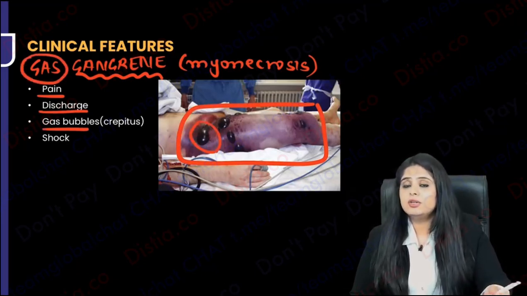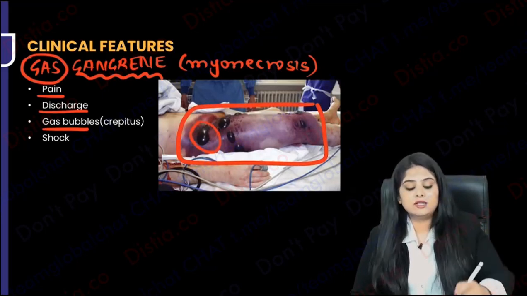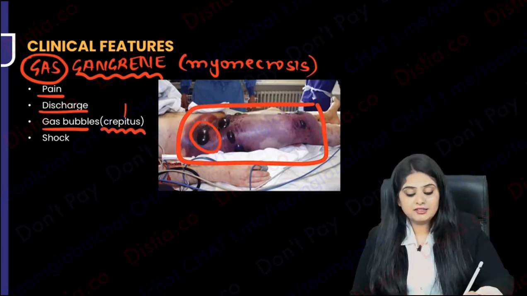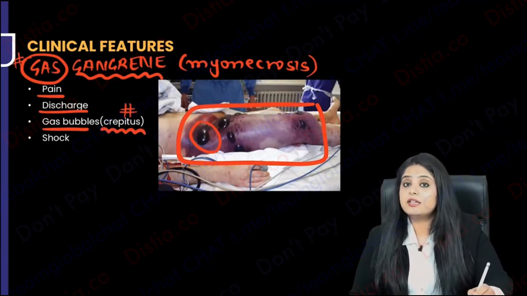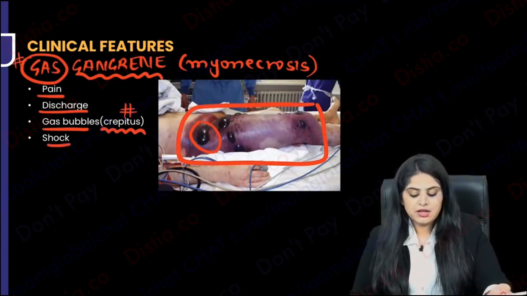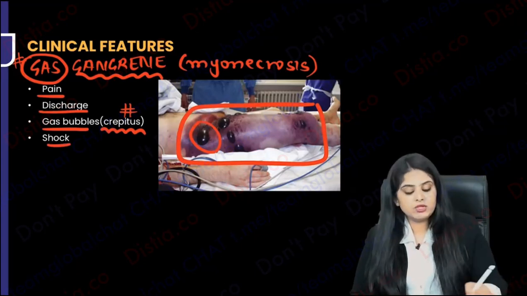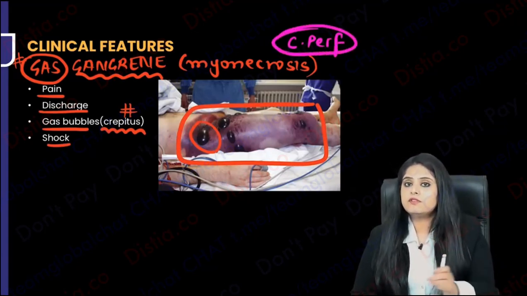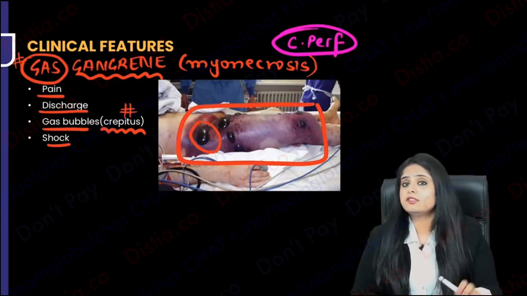How will I get to know? That will be that cutting sound. That cutting sound is nothing but crepitus. Crepitus is going to be there, and that is something which will distinguish this gangrene from all the other gangrenes. There's going to be crepitus, and of course, in some patients there can be shock as well. So now my question to you is, you've understood gas gangrene is caused by Clostridium perfringens, but is Clostridium perfringens the only organism that causes gas gangrene?